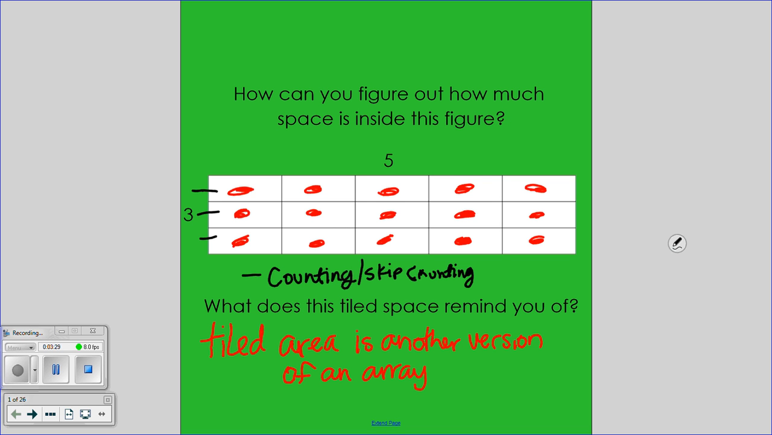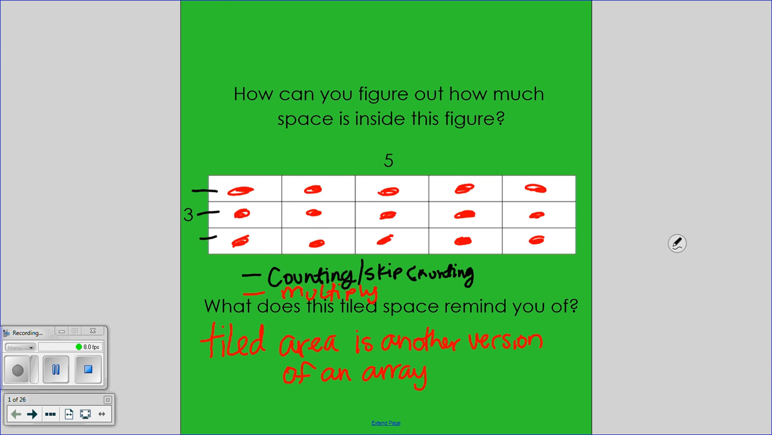What are some cool things that we can do with arrays, since this is another version of an array? Georgiana, what can I do now? If it's another version of an array, you can count on it. I can count, so I can use addition. And it looks like 5 times 3, so you have to do your times tables on it. So I can also multiply. I can count, which is my addition, and I can multiply. Pretty cool.